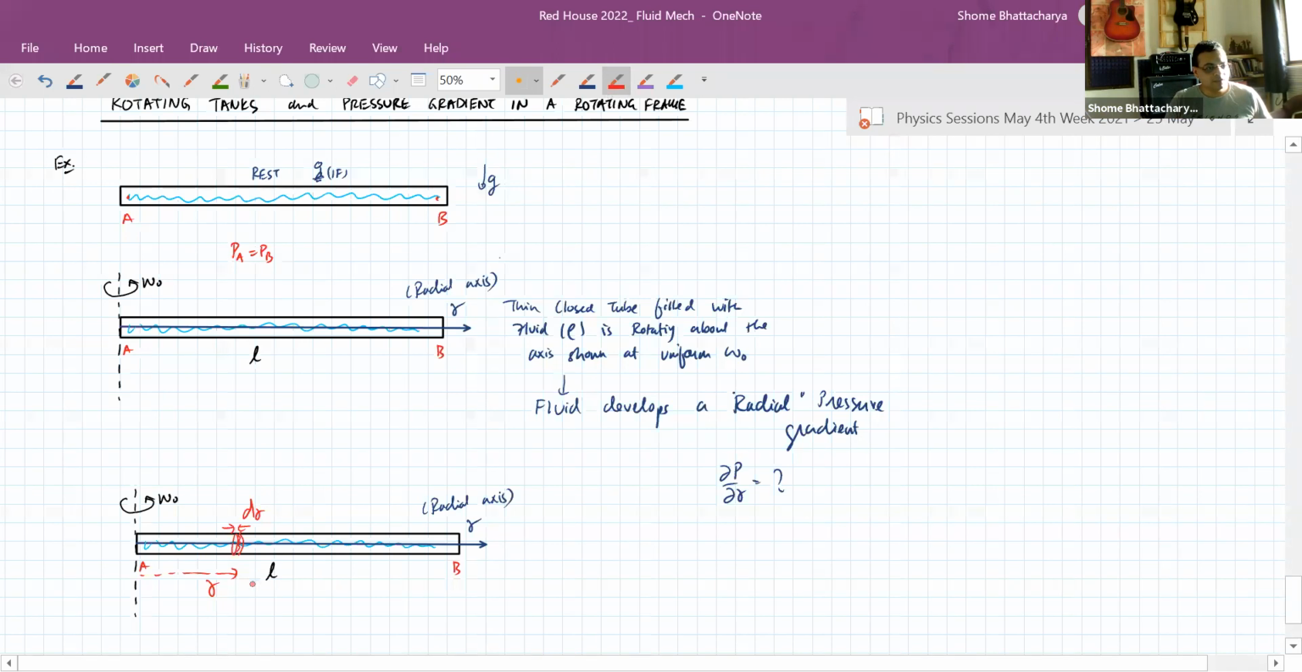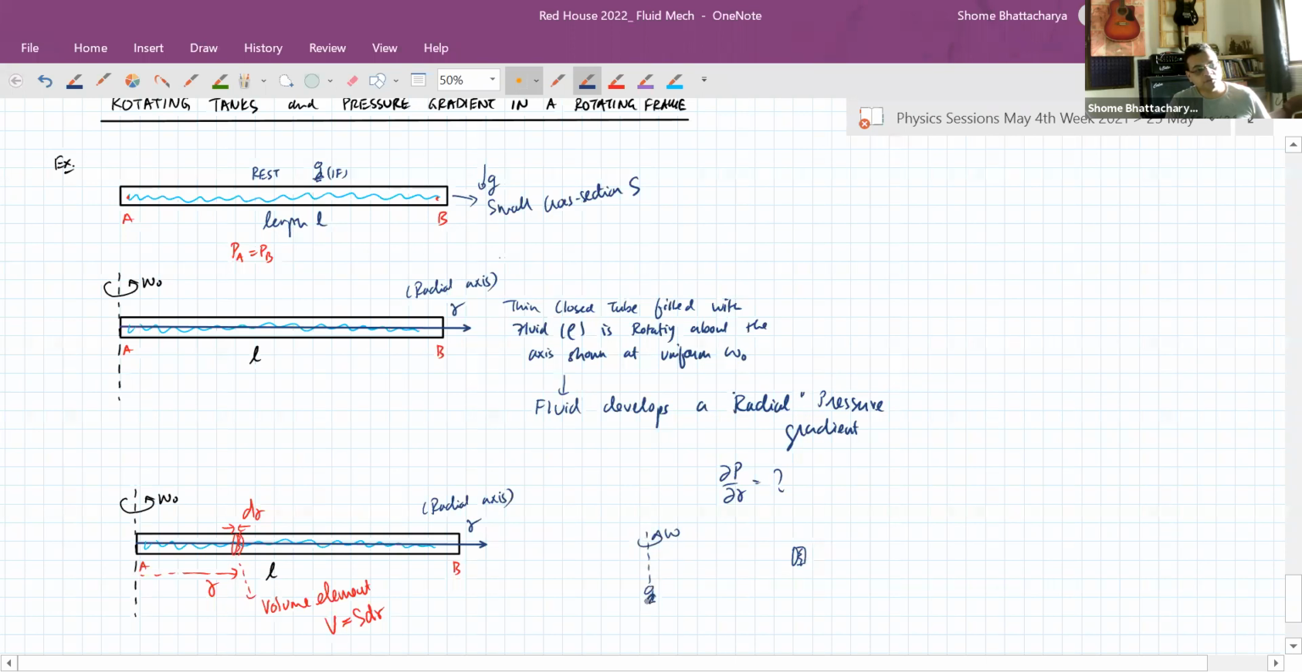Okay, so when we consider this volume element here, let's say it has a volume of some cross-sectional area into dr, or let's write the area as S. So this is a thin tube of small cross section S and length L. So when you consider the free body diagram of that volume element and consider horizontal forces acting on it.